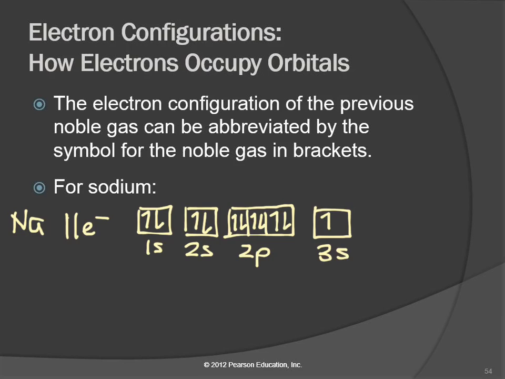So the electron configuration then is 1s2, 2s2, 2p6, 3s1. In the 1s there are 2: 1s2. In the 2s there's 2: 2s2. In the 2p there are 6: 2p6. And in 3s there's only 1 electron: 3s1.